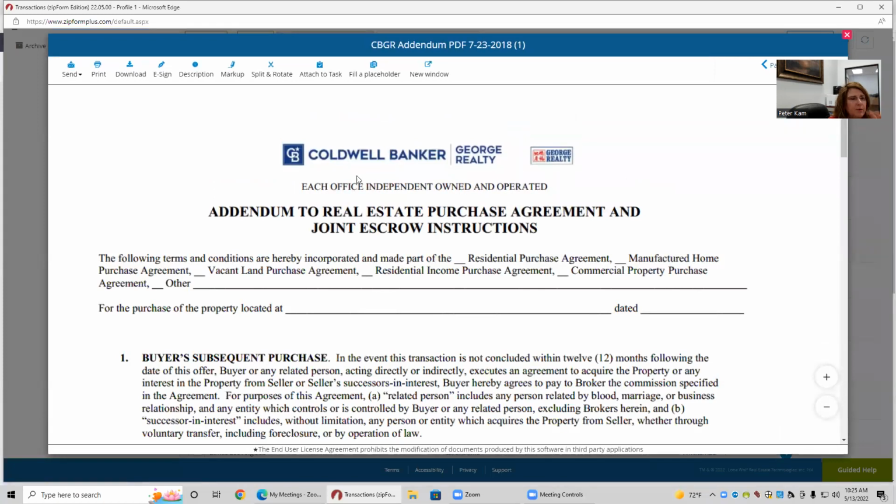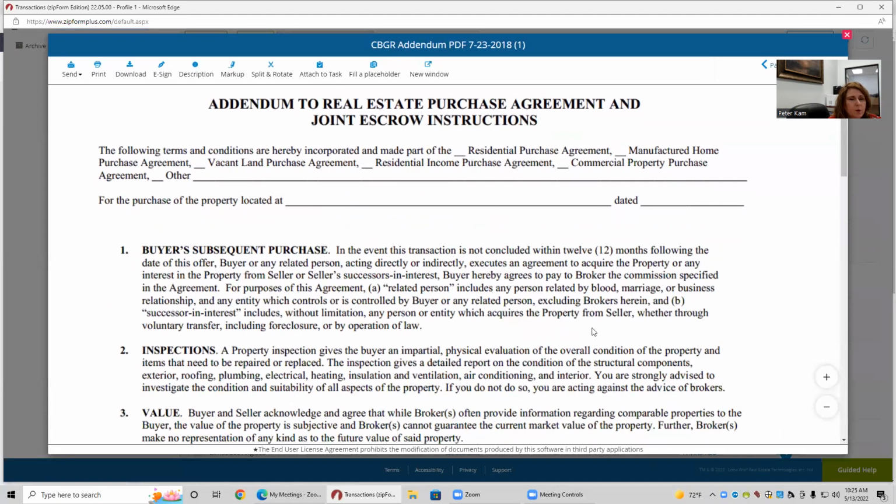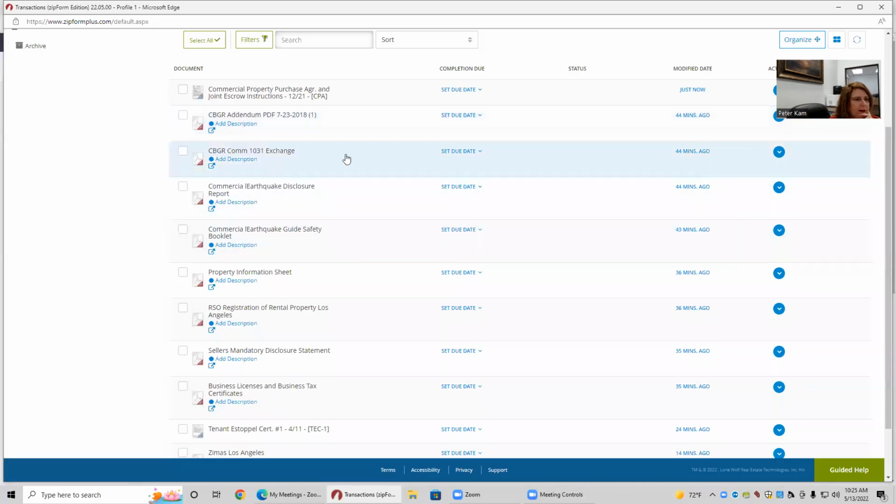You're going to, again, provide the CBGR disclosure. And we're all familiar with this. This is just telling them about inspections and about investigating where the property is located. And you see here, you click commercial property purchase agreement, it's here, okay? So you provide that. We're all pretty familiar with that form.